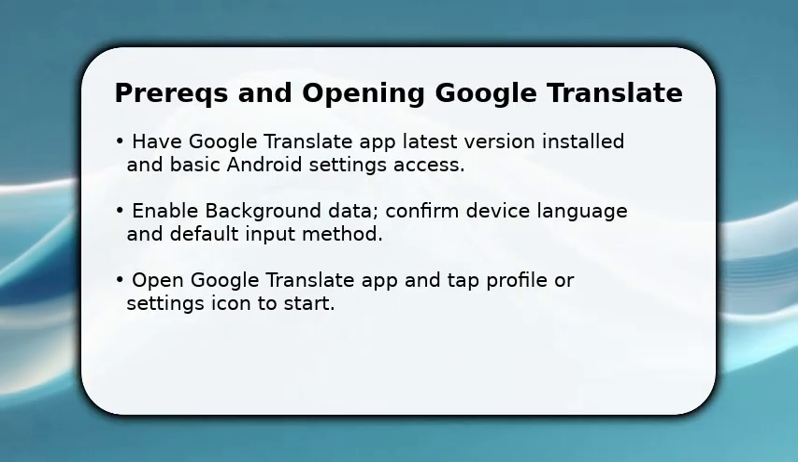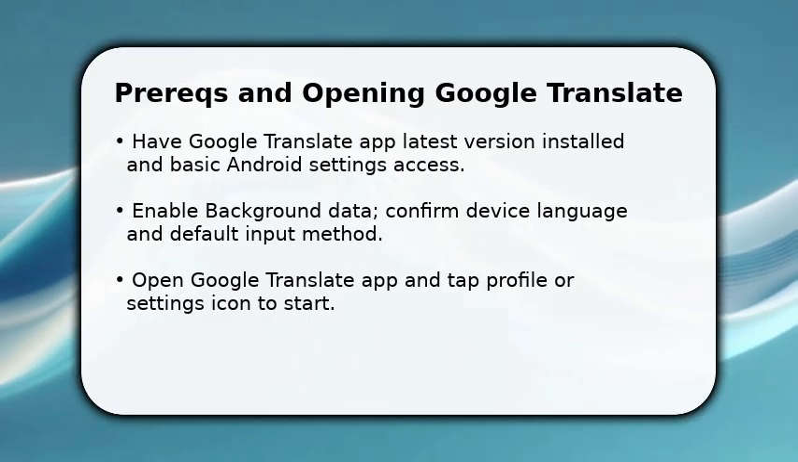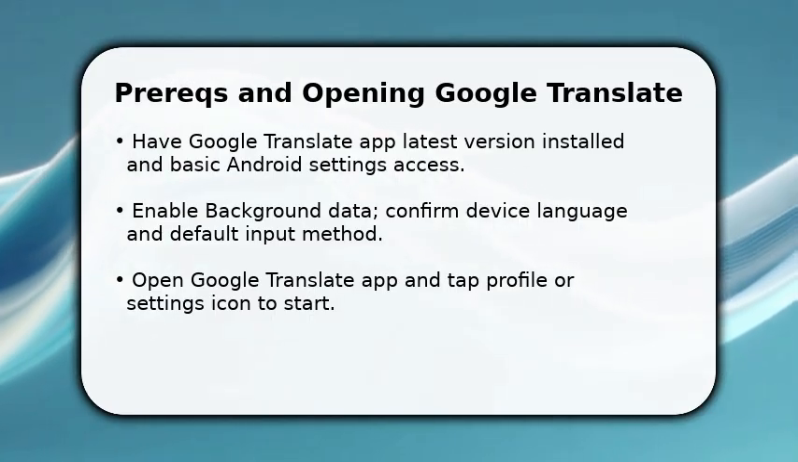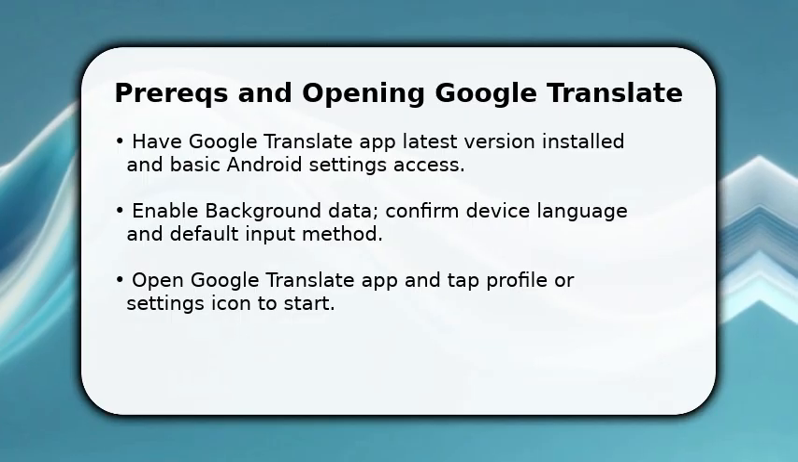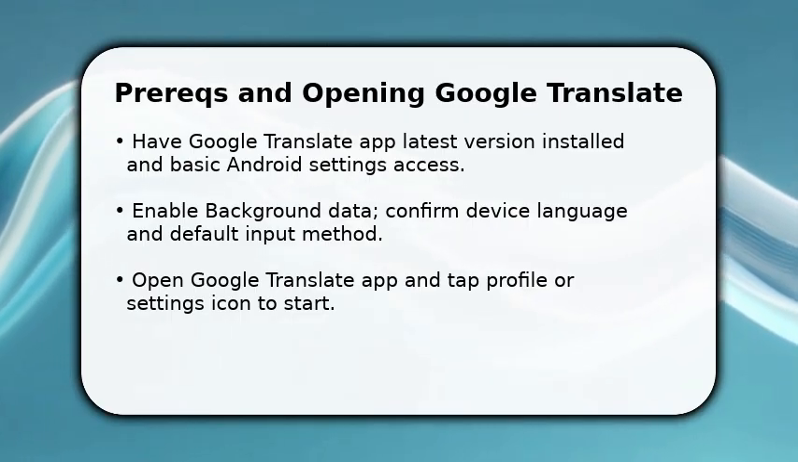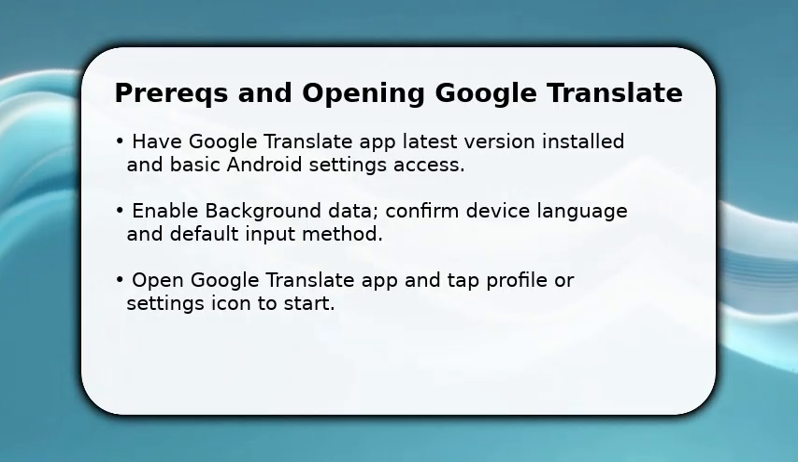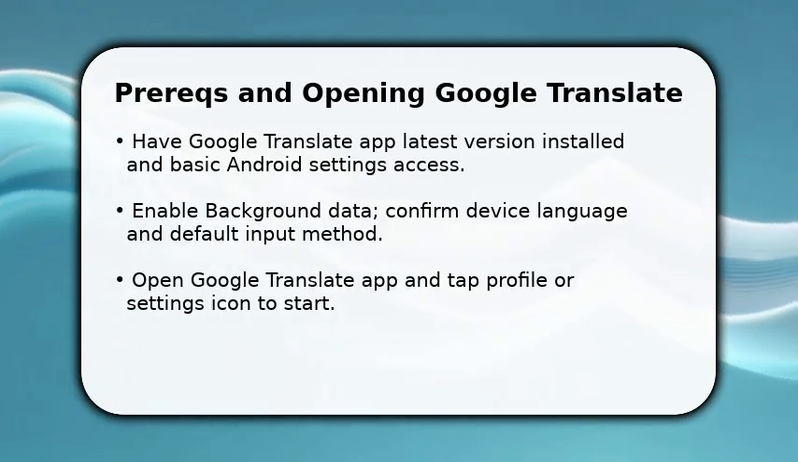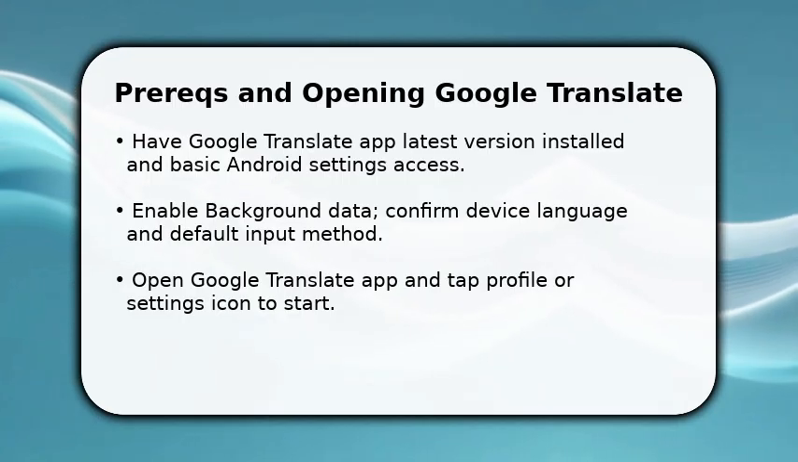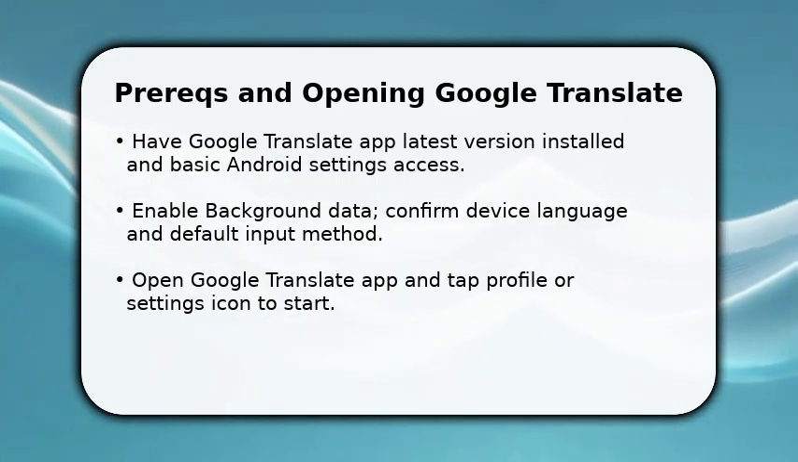You'll start with Essentials. Confirm the Google Translate app is updated and you can change system settings. Once done, open the app and tap your profile or the three-line menu to reach settings. Make sure background data is active and that you can grant overlay permissions. These let Translate show on top of other apps. You're taking the first actionable steps now.